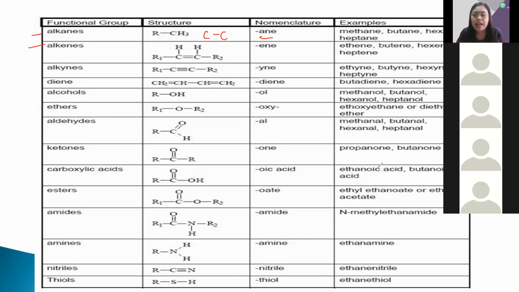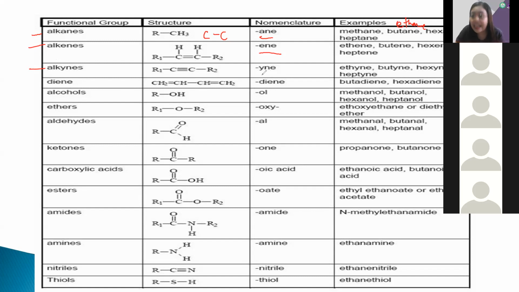Now, how about their names? You can also identify them because their names end with ene. Okay, ene na siya. Actually, parehas lang sila. Parehas sa ethene. Namatay ethane, di ba? Single bond na siya. Pero pag may double bond na, it will be called ethene. Butane will be called butene. Hexane will be called hexene. And so on. Okay?